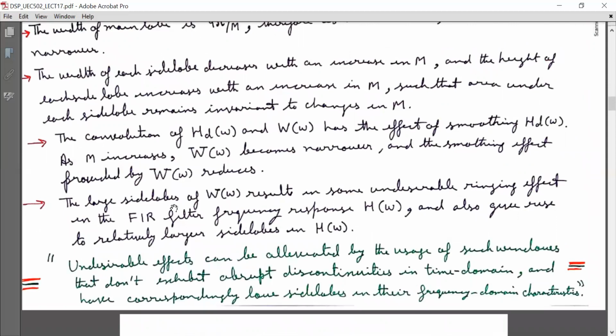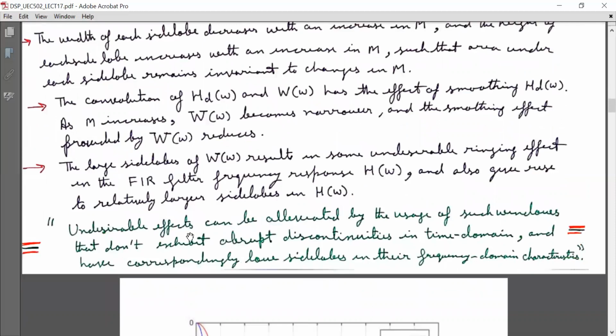The large side lobes of W(omega) result in some undesirable ringing effect in the FIR filter frequency response H(omega), and also give rise to relatively larger side lobes in H(omega). When we discuss FIR filter frequency response, I will show you this ringing effect that comes into picture because of the large side lobes of W(omega).